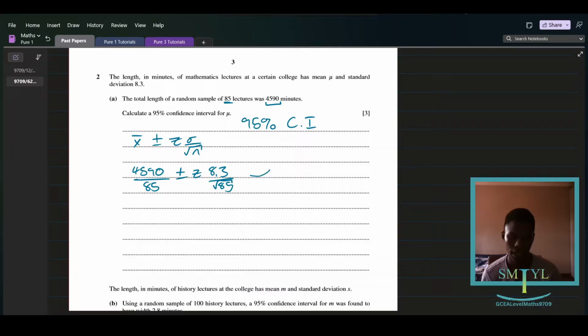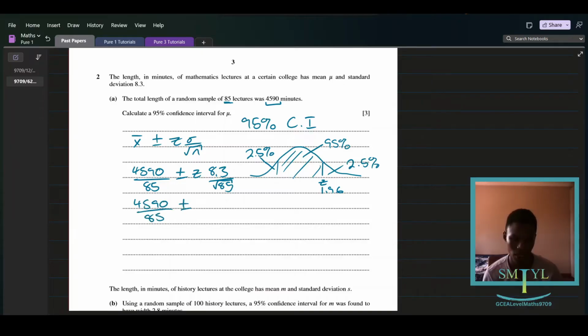This is a 95% confidence interval, so the area in the middle would be 95%, and the areas on the sides would be 2.5% and 2.5%. So that means the z value is the one we're looking at. If you read your tables in reverse, you should get that the z value is 1.96. So we substitute it here: 4,590 over 85 plus or minus 1.96 times 8.3 over root 85.